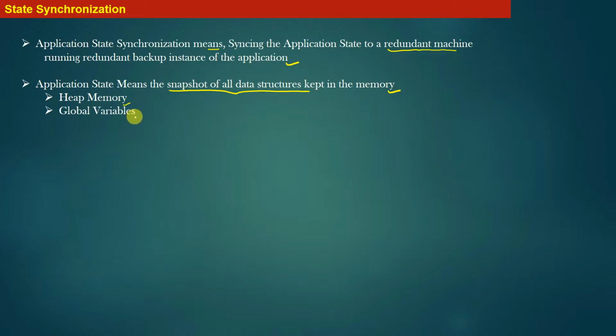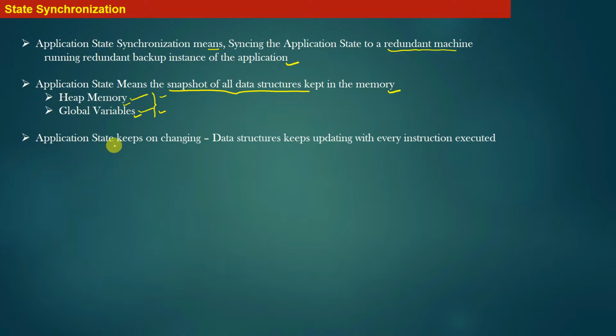And then your application may have global variables. Now, global variables are not a part of the heap region, but they contribute to the application state. So both the heap memory, that is dynamic memory, and the global variables of your application together comprise the application state. So what is application state? All the data structures kept in the heap memory and all the data structures kept in the global variables form the application state.